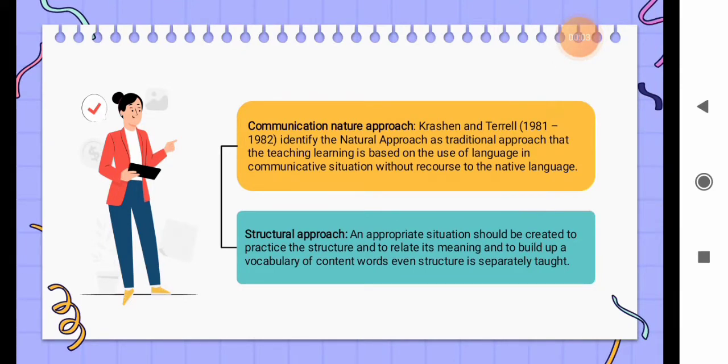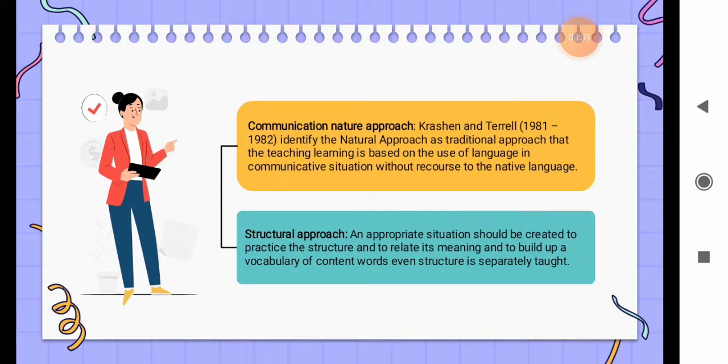There are 4 points of teaching approach. The first one is communicative natural approach. Based on Krashen and Terrell, 1981 until 1982, identify the natural approach as a traditional approach in which teaching and learning is based on the use of language in communicative situations without recourse to the native language.